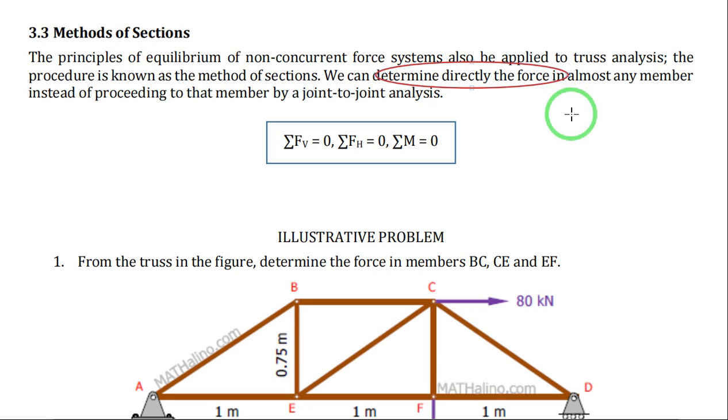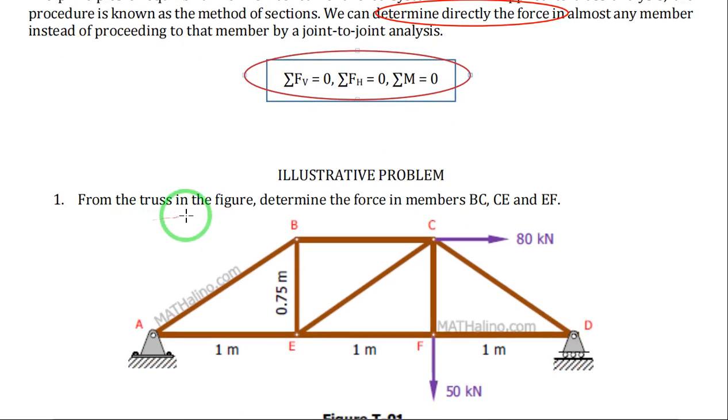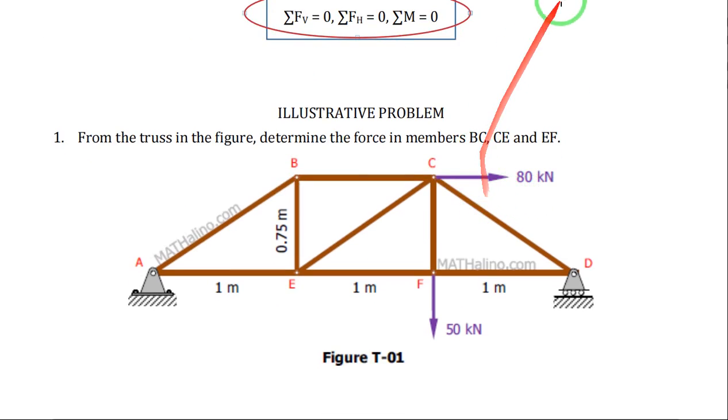In this method, you can use the three conditions of equilibrium, which are also applicable for non-concurrent force system. You have the summation of forces vertical, the summation of forces horizontal, and the summation of moment at any point equals 0. Now we have this illustrative problem. From the truss in the figure, determine the force in members BC, CE, and EF.